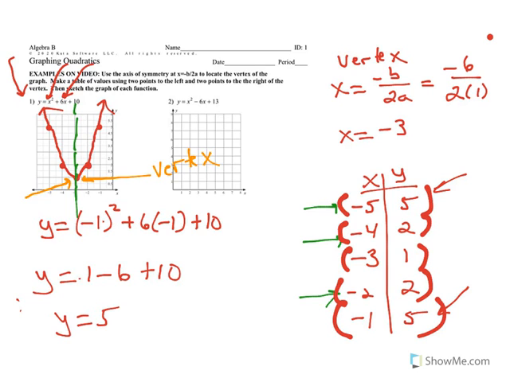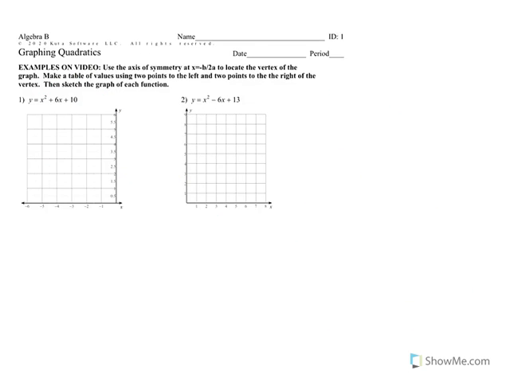And let's go ahead and do one more graph. So this is number 2 in your worksheet. And let's go ahead and find the center. So let's find the vertex.